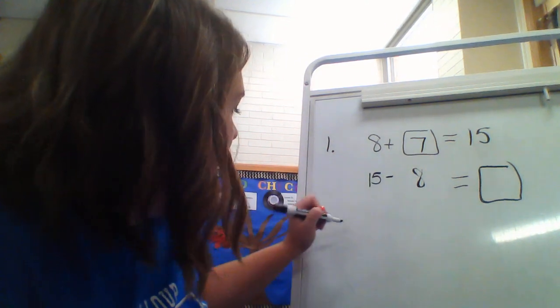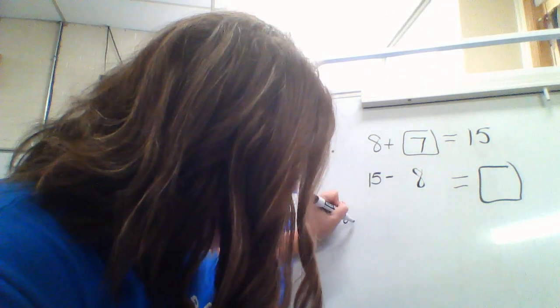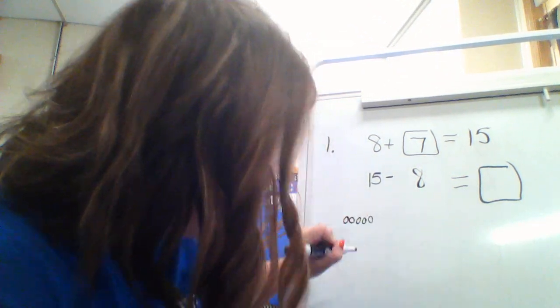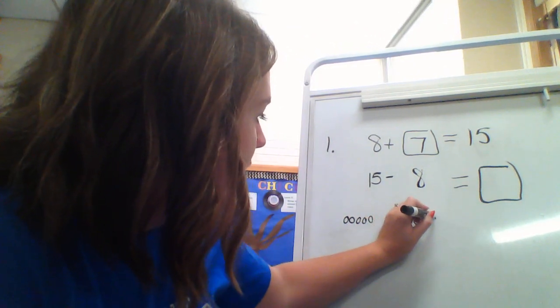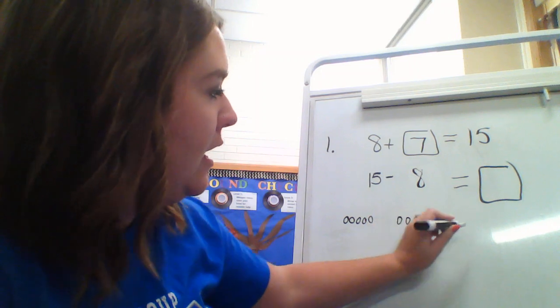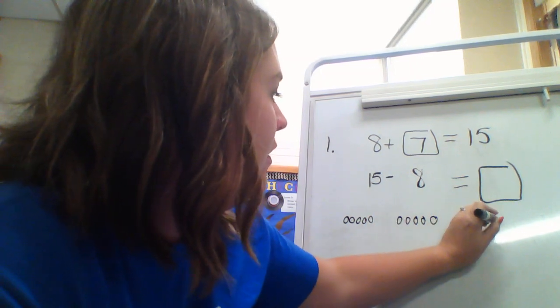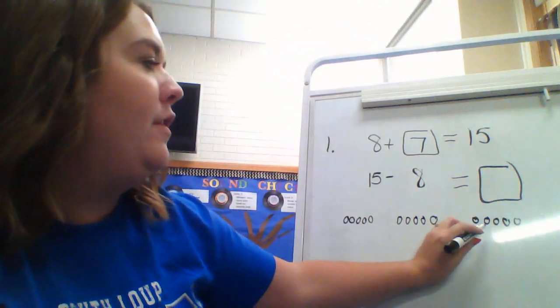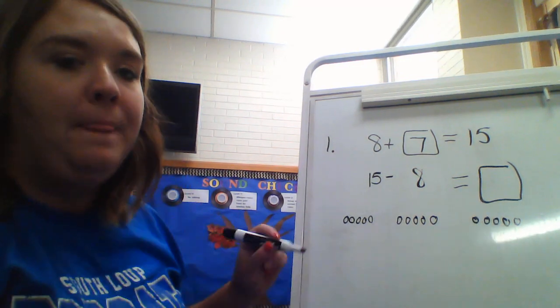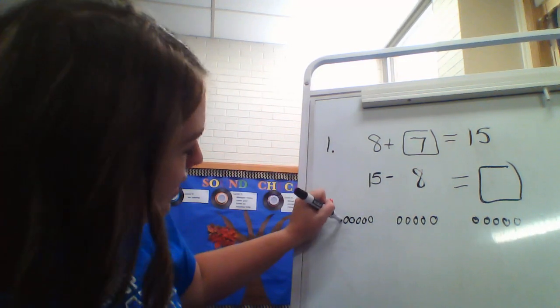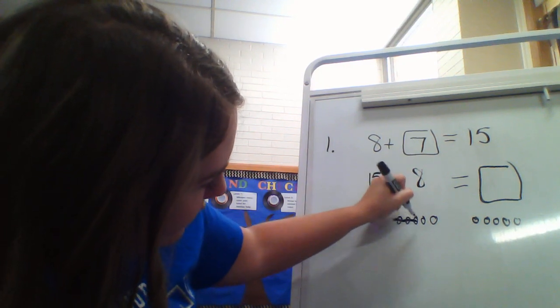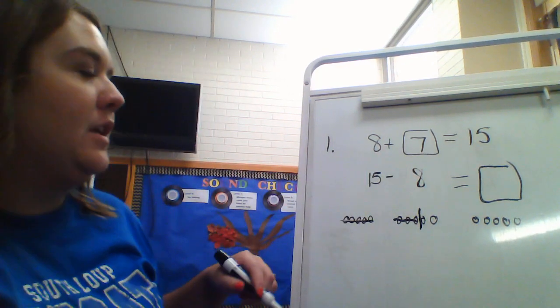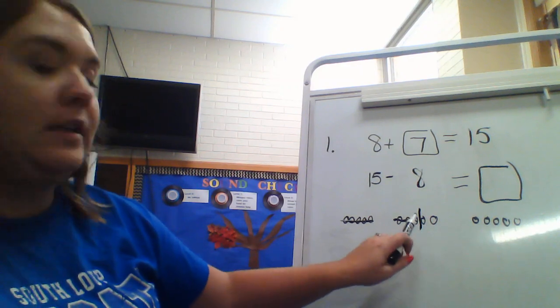Now let's solve for the subtraction problem. 15 minus 8. I'm going to draw 15 dots. 1, 2, 3, 4, 5, 6, 7, 8, 9, 10, 11, 12, 13, 14, 15. Now I'm going to cross out 8. 1, 2, 3, 4, 5, 6, 7, 8. Make my line so I know where to count. 5, 6, 7.